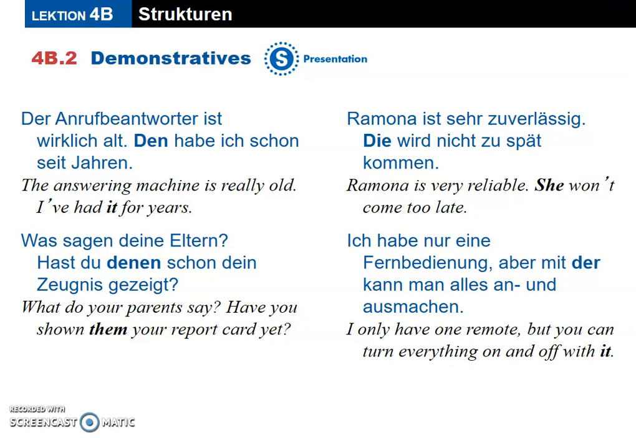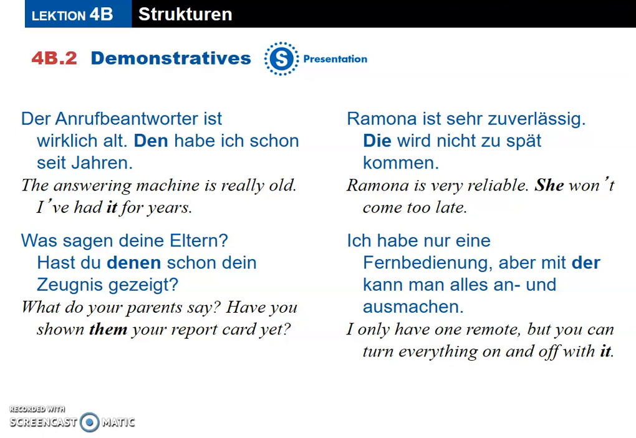Look at the next one. Ramona ist sehr zuverlässig. Die wird nicht zu spät kommen. Ramona's really reliable. She won't come too late. And so that die is referring to Ramona. Was sagen deine Eltern? Hast du denen schon dein Zeugnis gezeigt? What do your parents say? Have you shown them your report card yet?